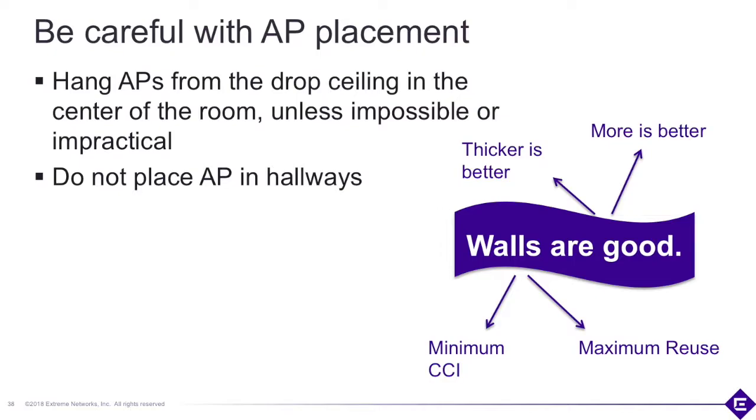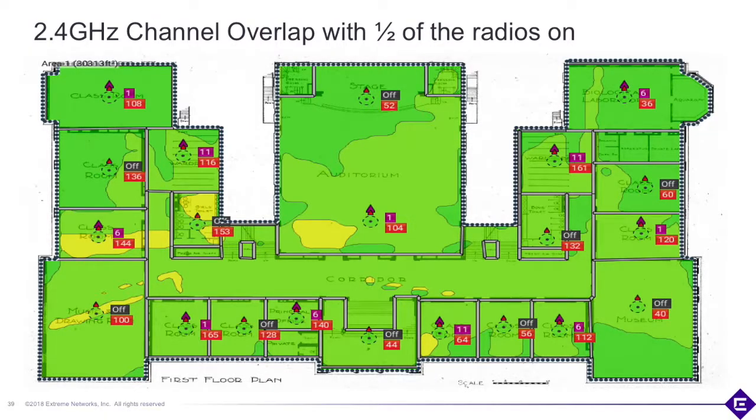It's also important to not place APs in the hallways. Because of the open air, it just allows the signals to travel very far through the environment. If you remember last time, I showed you a model of this school with half the APs turned off, and it has very minimal channel overlap. The yellow is once again 3 APs on the same channel, and there is no gray exceeding that number.